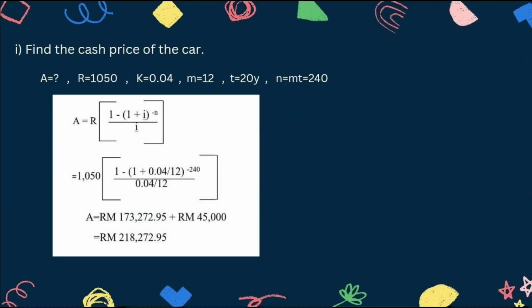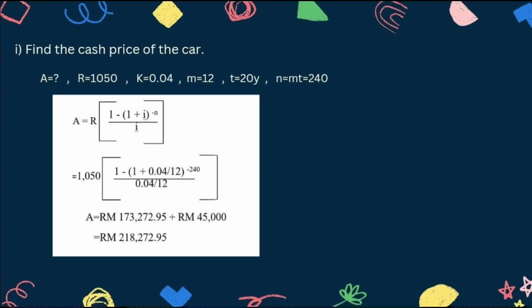Before we start solving, we should write down the information that the question gave. First, we know R, which is the monthly payment, is 1,050. K is 4%, which is the interest rate. M is 12, which is the number of times interest is compounded. T is 20 for the time duration, and the last one is N. We can get N when we times M with T, which is 12 times 20 equals 240. Now we can start solving the question.